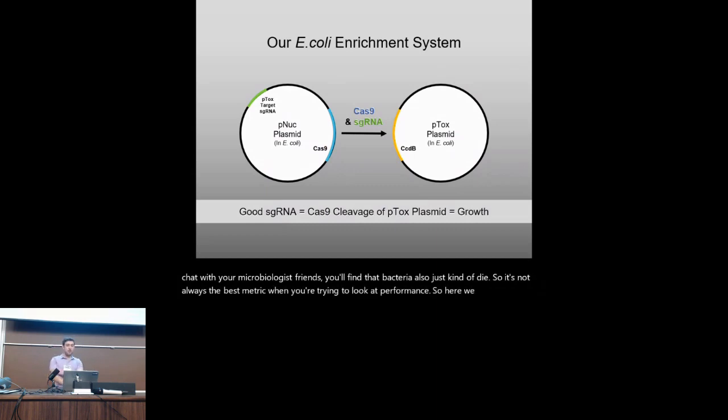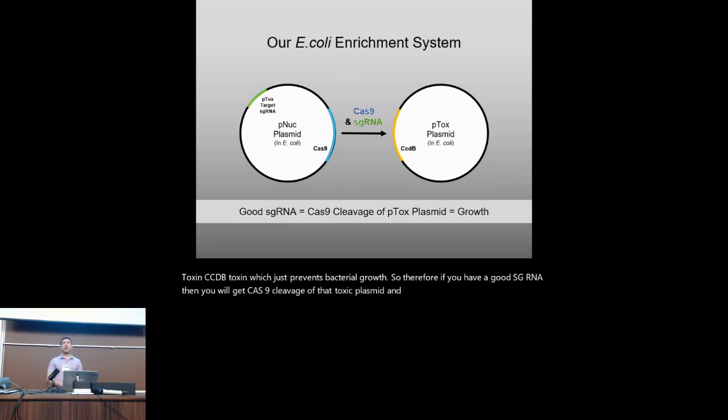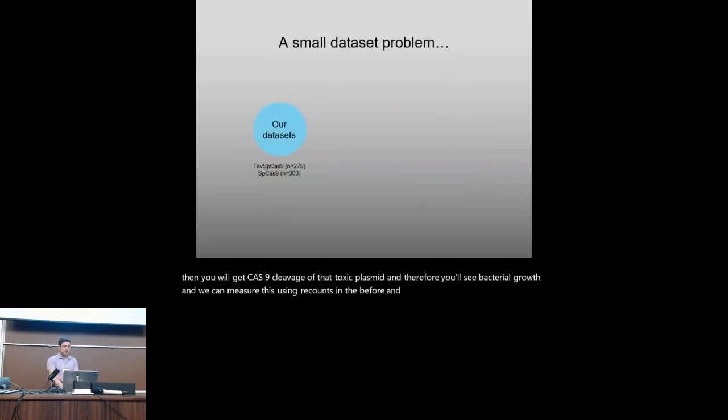So here we have an enrichment system. Rather than targeting the genome, what we have is 2 plasmids. One of the plasmids harbors the Cas9 and the guide sequence, and it's targeted to another plasmid, which encodes a toxin, a CCDB toxin, which just prevents bacterial growth. So therefore, if you have a good sgRNA, then you will get Cas9 cleavage of that toxic plasmid, and therefore you'll see bacterial growth. And we can measure this using read counts in the before and after.